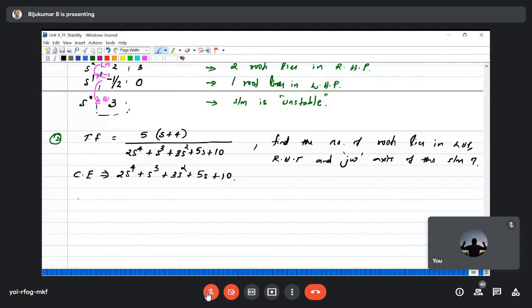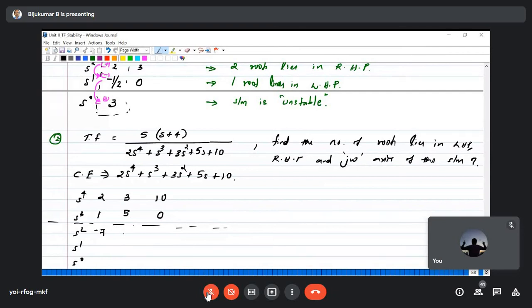First of all, you have to construct the Routh array. So s power 4, s power 3, s square, s raised to 1, s power 0. First, you have to place all the coefficients: 2, 1, 3, 5, 10. Since this is not available, you can put it as 0. So what is the constant we are getting here? 1 into 3 minus 2 into 5, that means minus 7 by 1. It will come as minus 7.